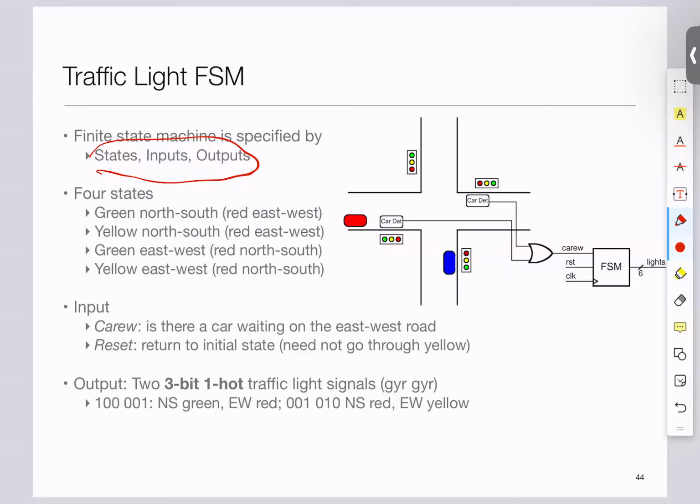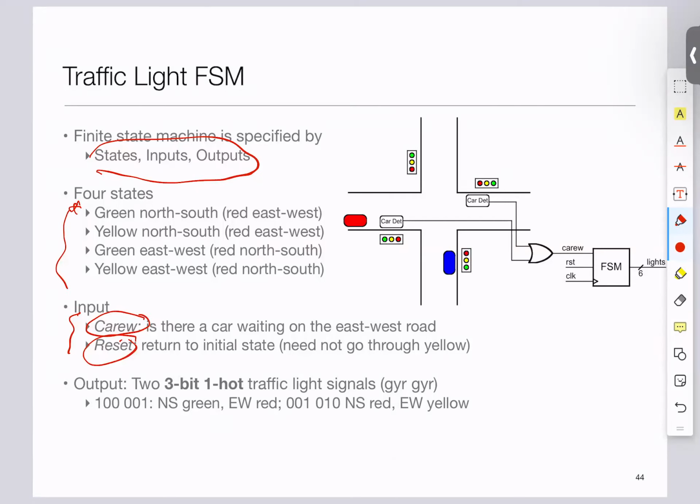In this particular case, if you think about it, there are really 4 states that the system has, which is green in north-south, yellow in north-south, green in east-west, or yellow in east-west. Red is implied, right? So I truly have only 4 states in my system. And which state is the starting state? Reset state. It's green in north-south. So this state is the starting state. So 4 states decide this. And input is clear. There are 2 inputs: the car east-west sensor and the reset. And outputs are controlling the 6 lights.